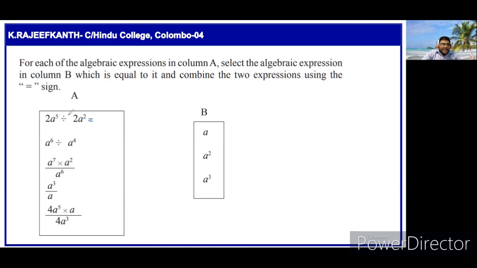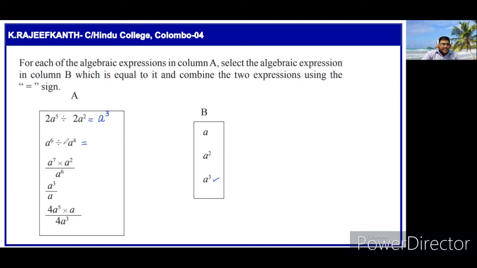A to the power of 5 divided by a to the power of 2. Here the bases are equal, so we have to subtract the indices. Then 5 minus 2, that is 3. Then a to the power of 3. And this is the answer for the first one.